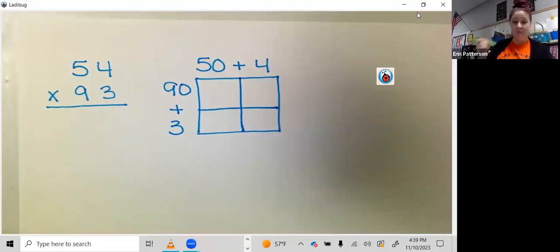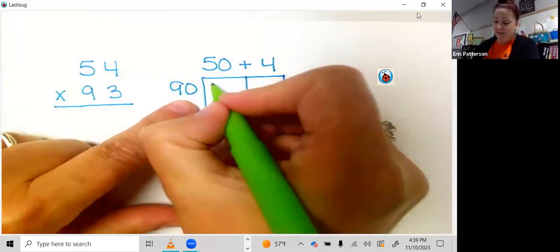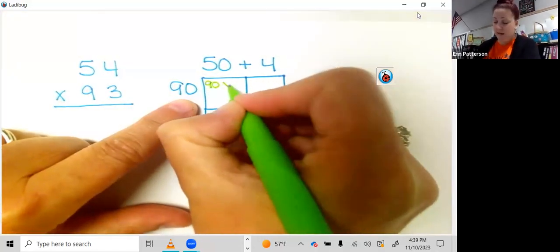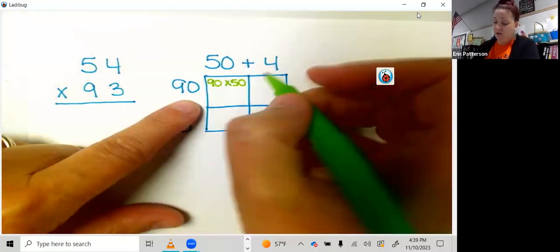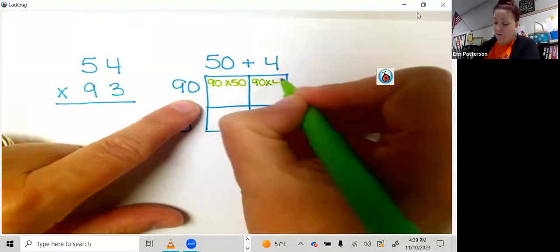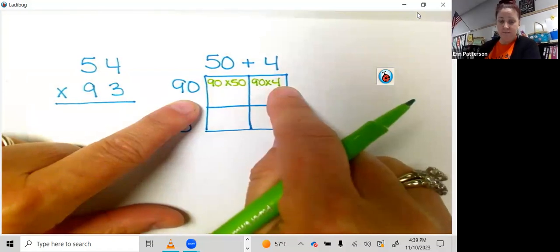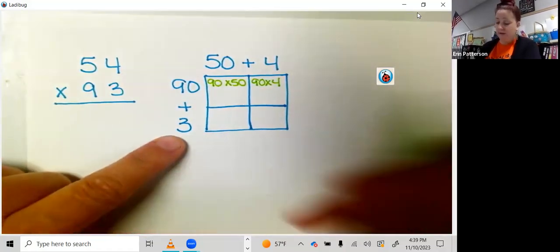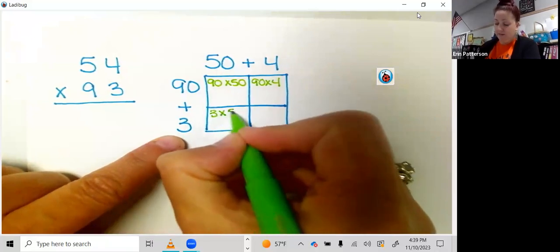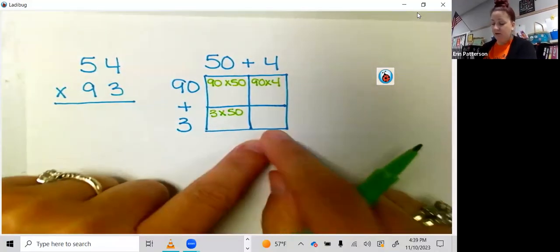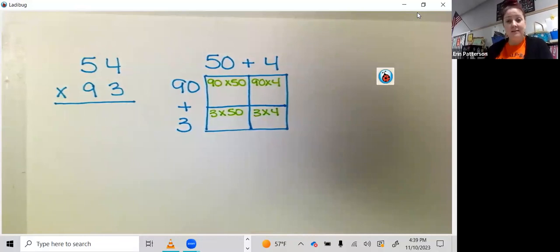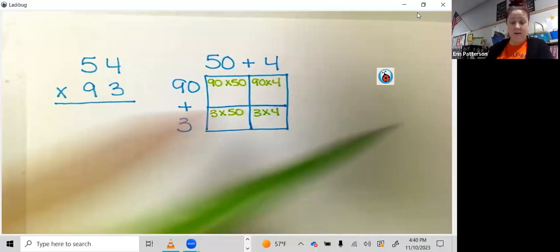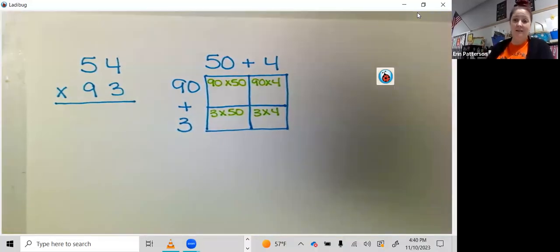Alrighty, you should have written 90 times 50 in this box. In this box, 90 walks straight over, jumps up and hits 4. 90 times 4. In this box, you should have written 3 times 50. And in this box, you should have written 3 times 4. Pause here and see if you can finish out finding the products that would go in each box and following that step.